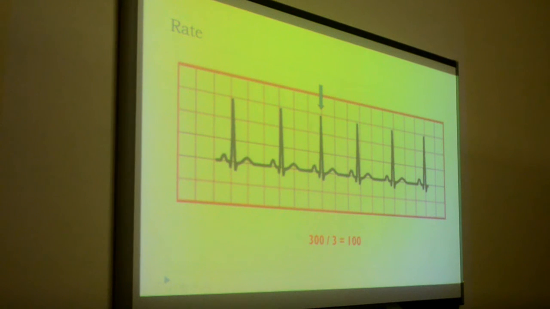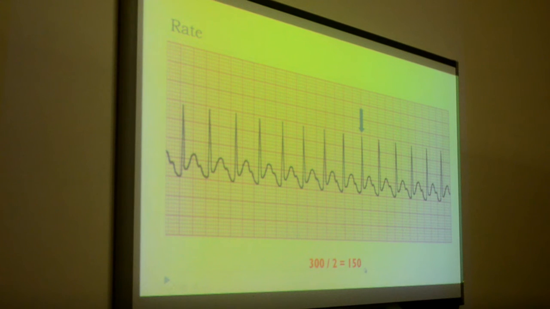Now, again, try to find one that's on the line. How many squares? About 3. Maybe a bit less, but let's just estimate and say 3. The heart rate here is 100. Here, 2. It's about 150. What's the rhythm like? It seems to be regular. Exactly.